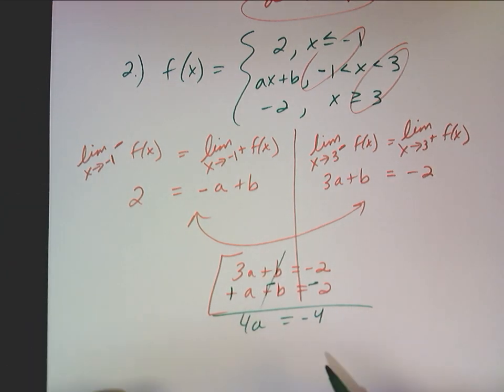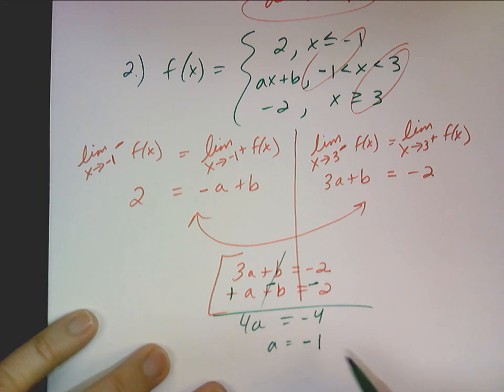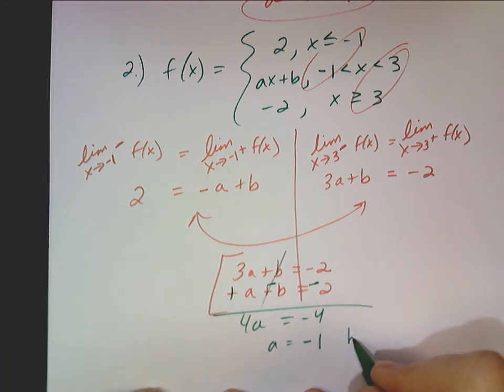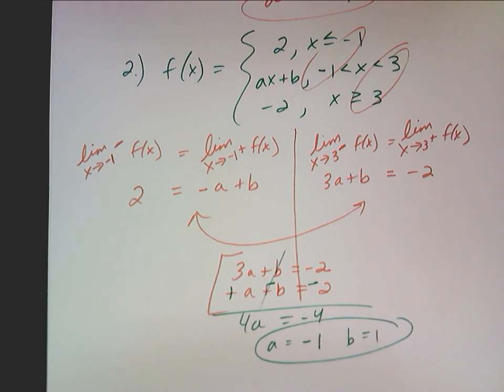What's a equal? -1, yes? And then what's b going to be? We'll just plug it back in and find b. Tell me what my b is going to be. Plug it into this one or this one, I don't care. 1. So you just found the 2 values a and b that would make this function now continuous. a has to be -1, b has to be 1, okay?